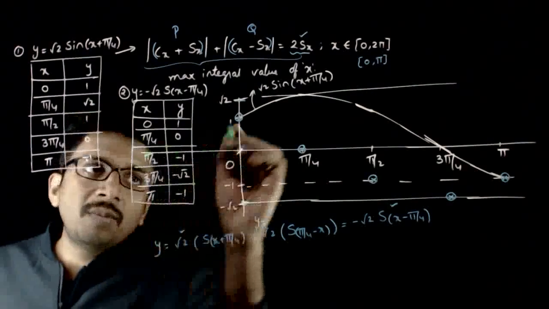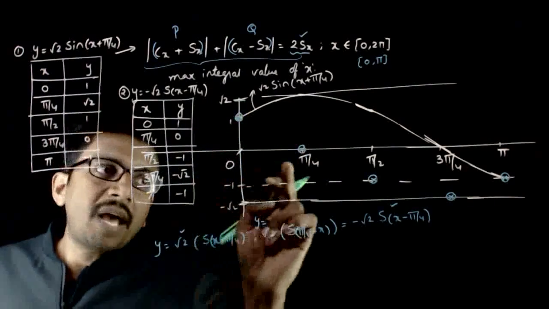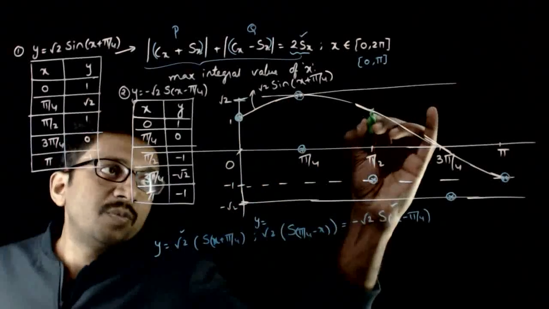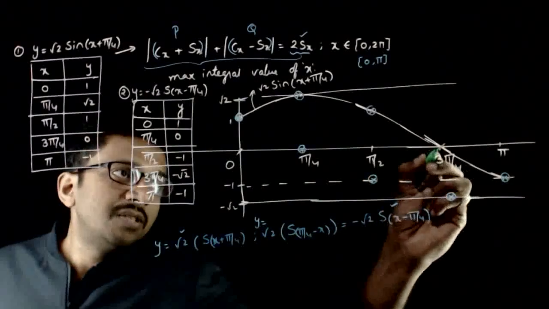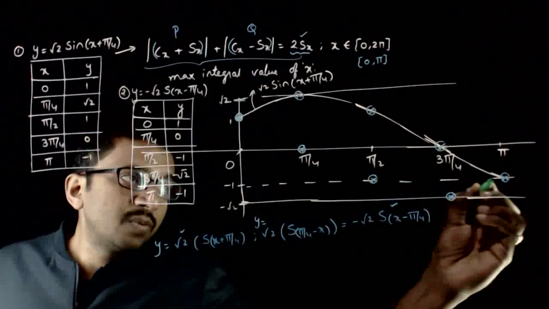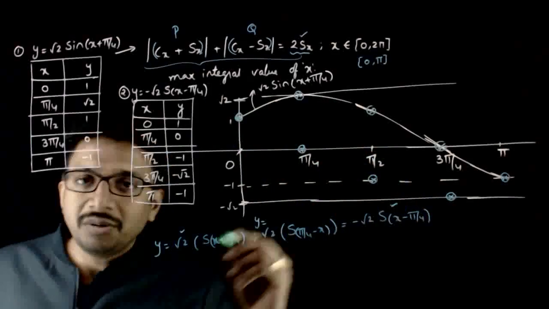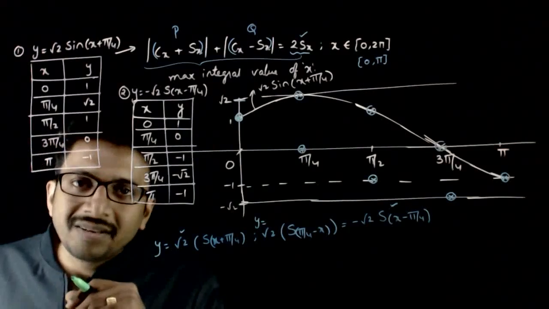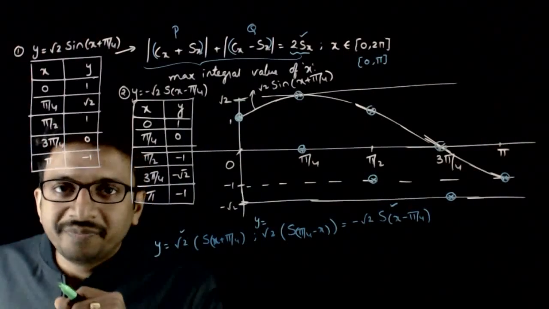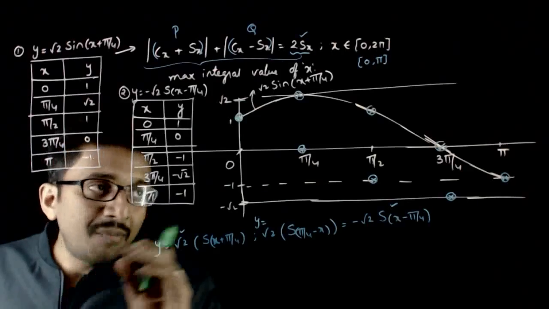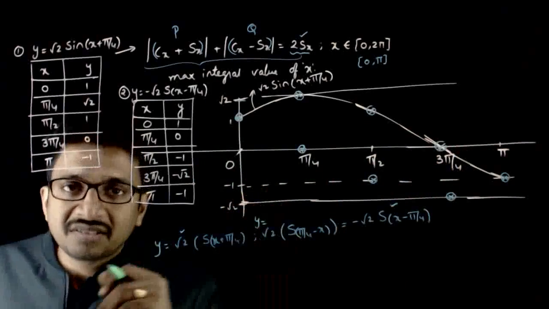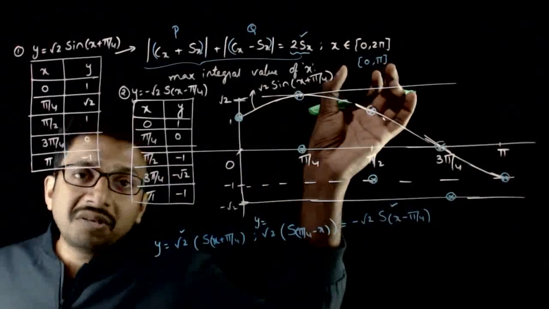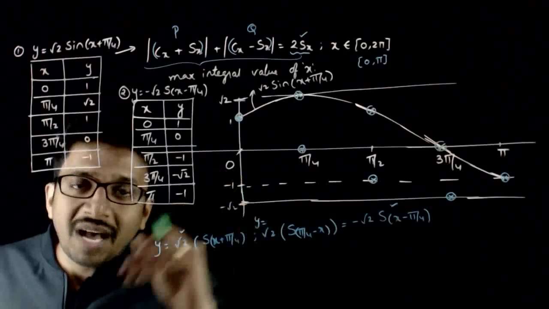Just plot these values: (0, 1) is this point, (pi by 4, root 2) is this point, (pi by 2, 1) is this point, (3 pi by 4, 0) is this point, (pi, minus 1) is this point. Join these points by a smooth curve. That will be the rough diagram of root 2 times sine(x plus pi by 4). I'm not interested in the graph after this, because initially I argued that the solution will lie in the interval 0 to pi. It won't be after pi.